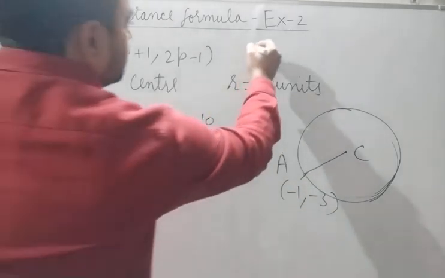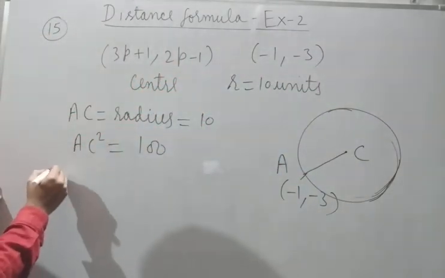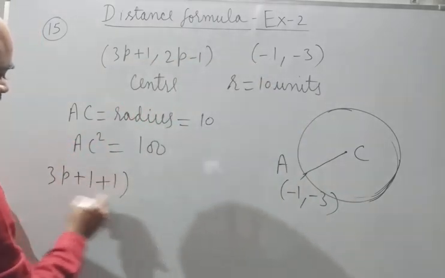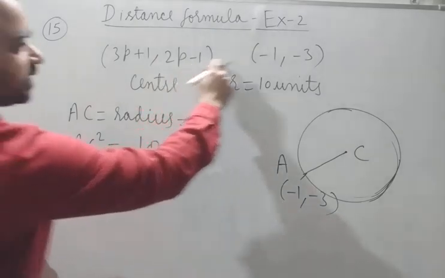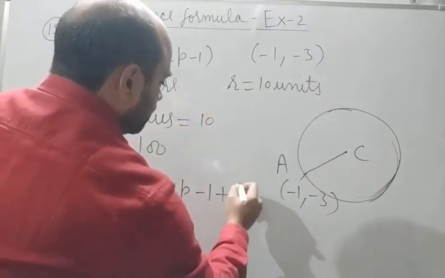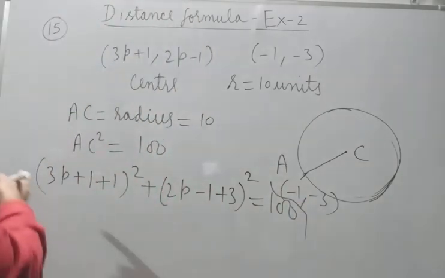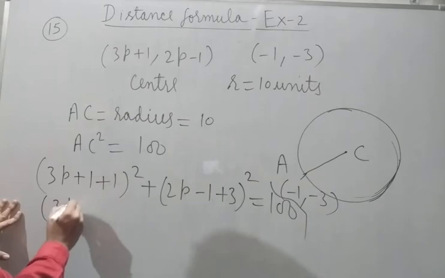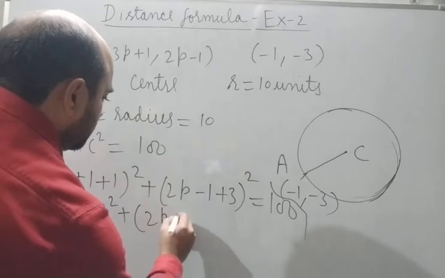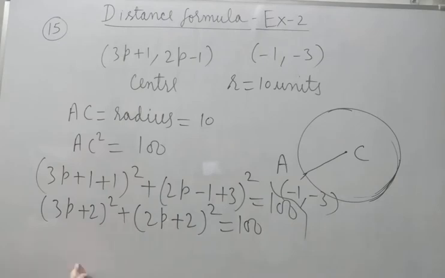See, this is minus 1 comma minus 3. So this will give (3p plus 1 minus minus plus 1) whole square plus (2p minus 1 minus minus plus 3) whole square, and that is equal to 100. Correct? So this will become (3p plus 2) whole square plus (2p plus 2) whole square is equal to 100. Correct? Now we have to solve this.